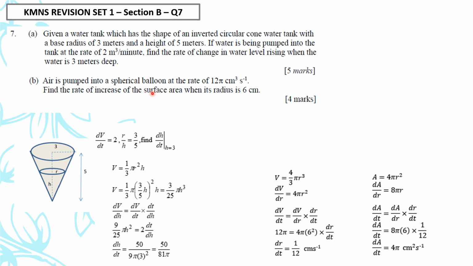Air is pumped into a spherical balloon at the rate of 12 pi centimeter cube per second. Find the rate of increase of the surface area when its radius is 6 centimeters. As I said, we have to know what is the shape that we are dealing with. Here we are dealing with a sphere, so that is why we have to know the volume of a sphere and also the surface area of a sphere to get your answer.